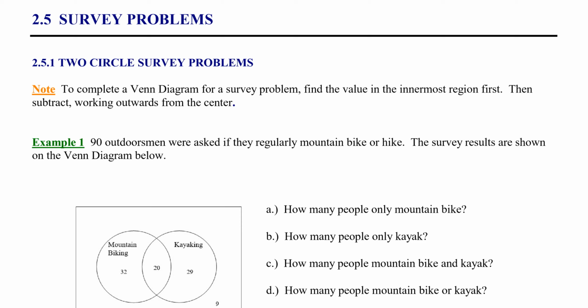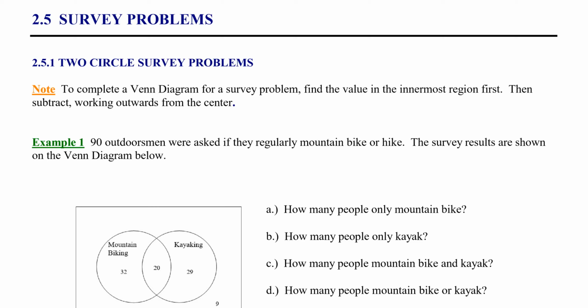In section 2.5, we will study survey problems. This will include both 2-circle and 3-circle survey problems. And we're going to start with the easier case, which is the 2-circle survey problem. By 2 circles, I mean 2 sets on the Venn diagram.